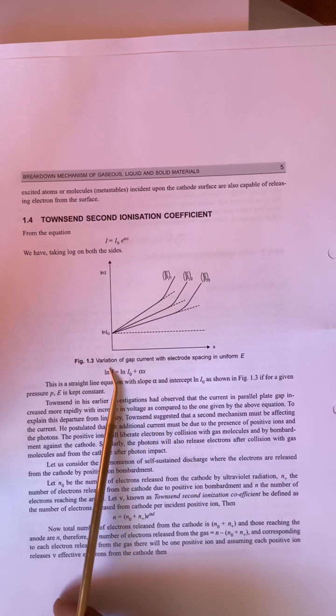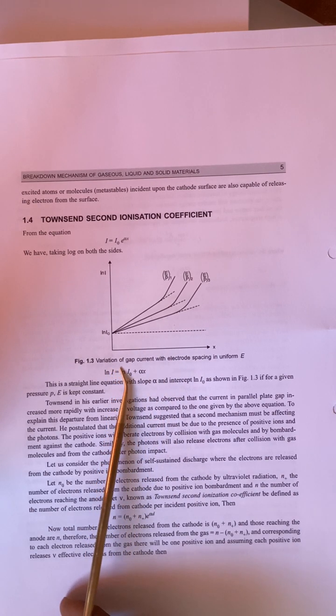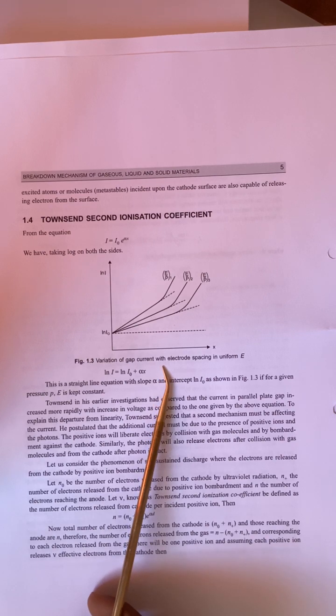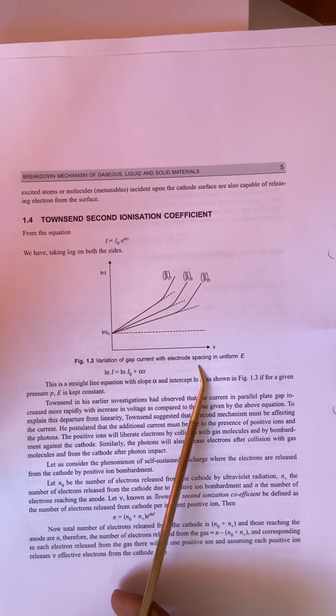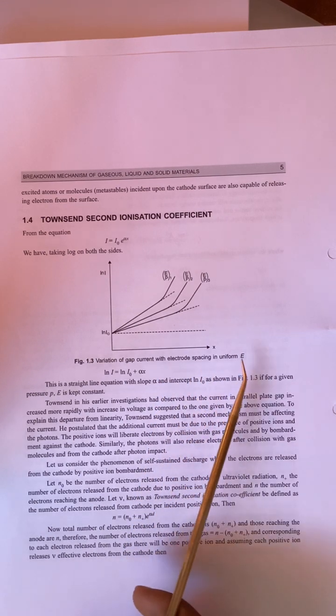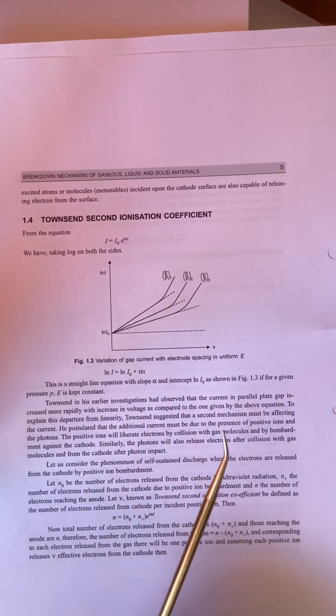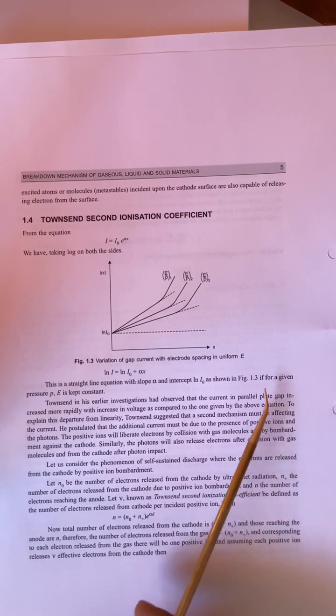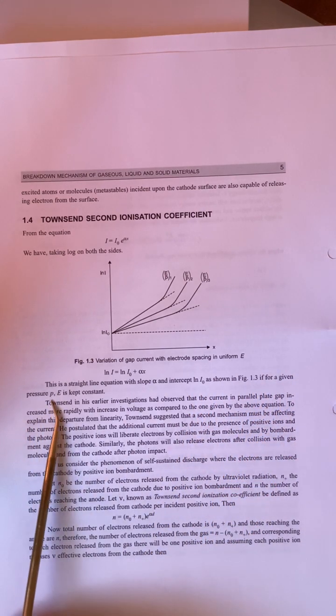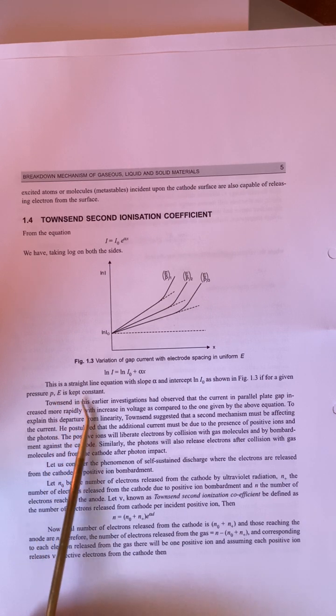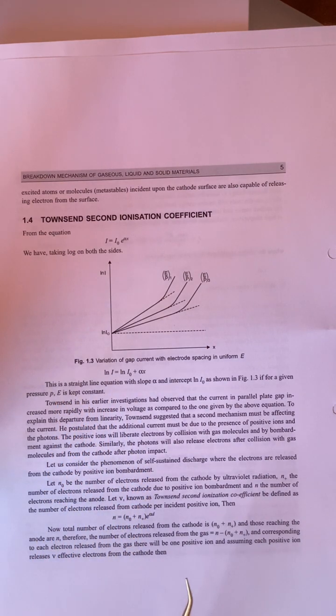Now, if we look at figure 1.3, we'll notice here they talk about the variation of gap current with electrode spacing in uniform E. And then they give another mathematical expression. So yeah, scary stuff. As shown in figure 1.3, if for a given pressure P, E is kept constant.